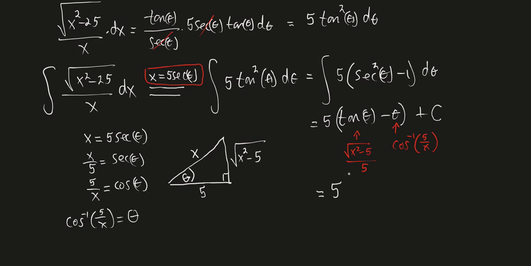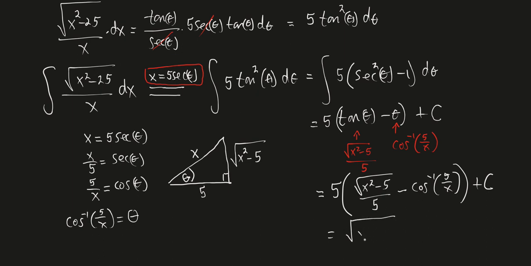So we have 5 times the quantity, square root of x squared minus 5 all over 5, and then minus arc cosine of 5 over x, and then plus c. So we can actually distribute the 5, and then we're left with the square root of x squared minus 5 minus 5 times arc cosine of 5 over x plus c. Right? And that's one version of the solution.